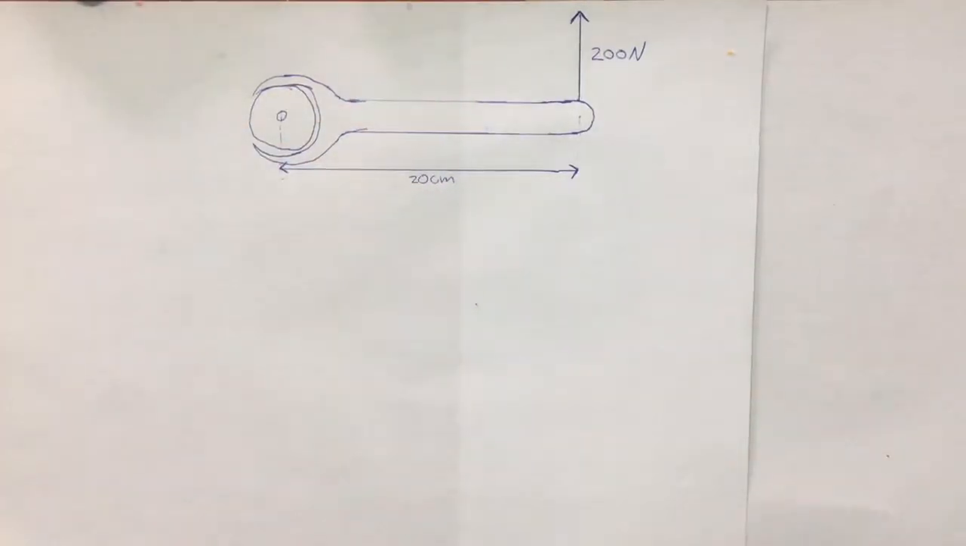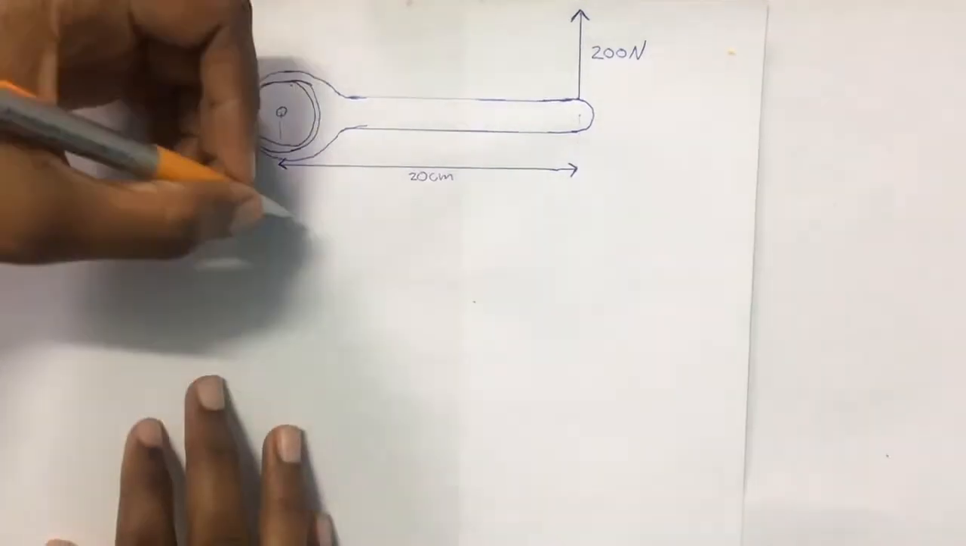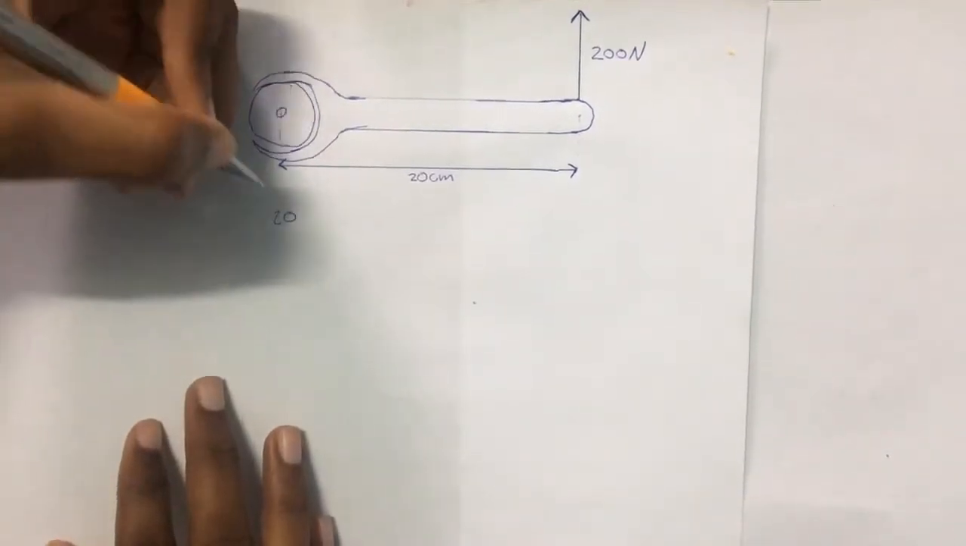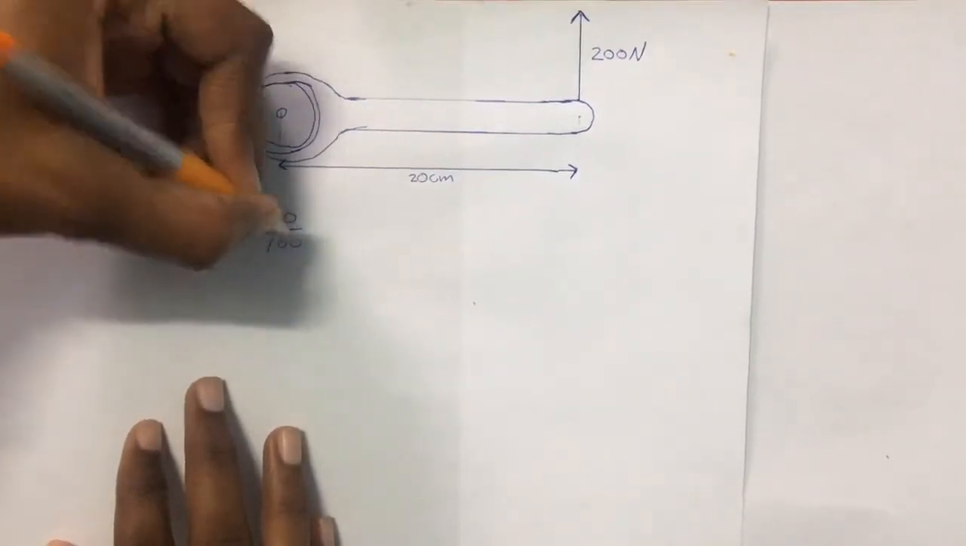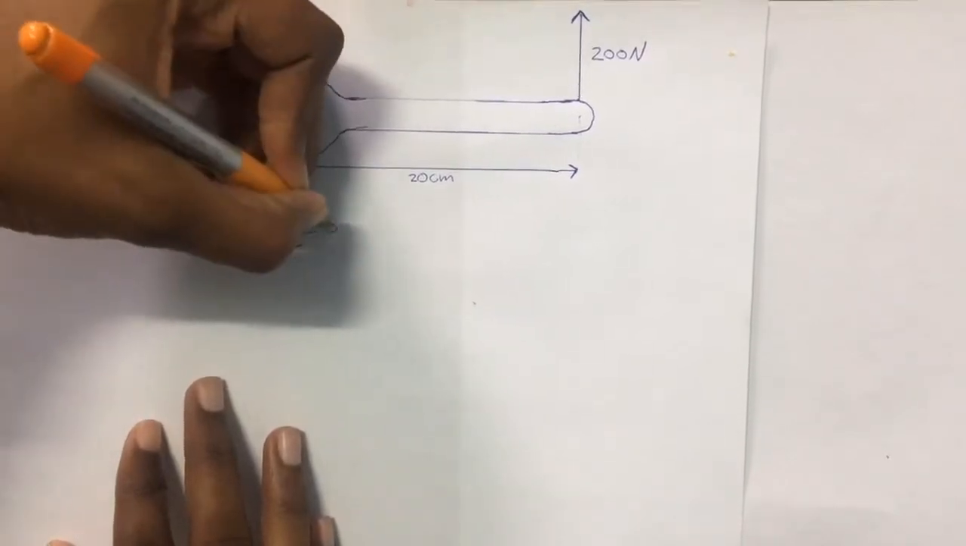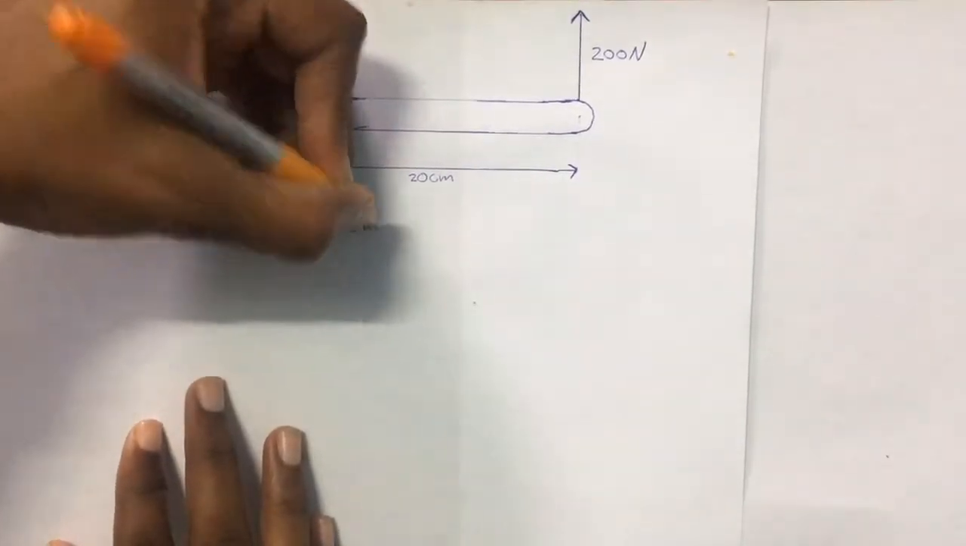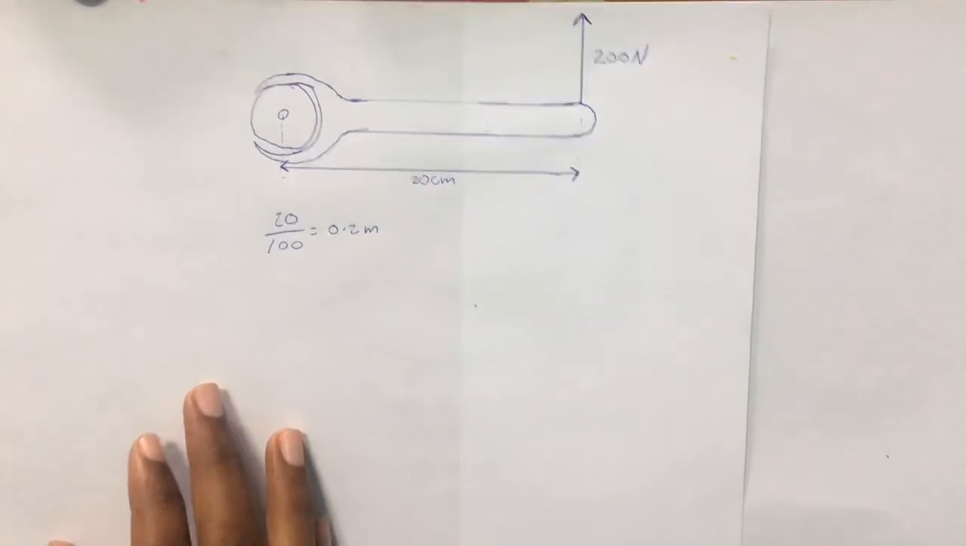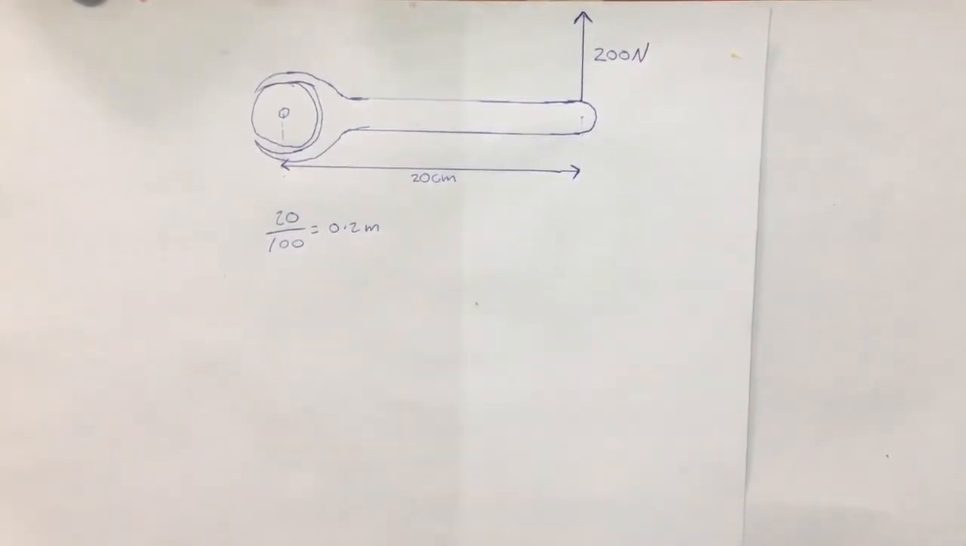But remember, the SI units for moments is the Newton meter, so we will have to convert the centimeters to meters. So we know that 100 centimeters is equal to 1 meter, so 20 centimeters divided by 100 will give you 0.2 meters. Now we have our moment arm, 0.2 meters.